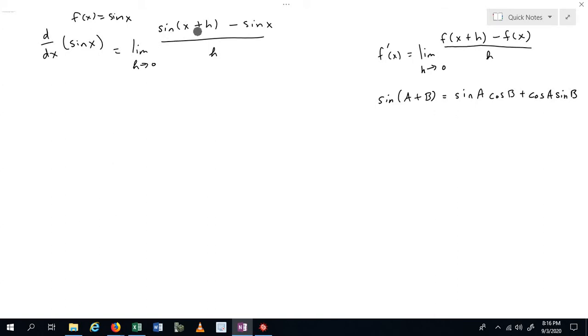Now we're going to use a trig identity to break this up. If you may remember this identity from trig, sine of a plus b is the same as sine of a times the cosine of b plus the cosine of a times the sine of b. So let's apply that identity to this. And so we're going to get sine of x times the cosine of h plus the cosine of x times the sine of h, just using this identity, minus the sine of x. And all of that is over h, and then we're going to find the limit of that as h goes to 0.